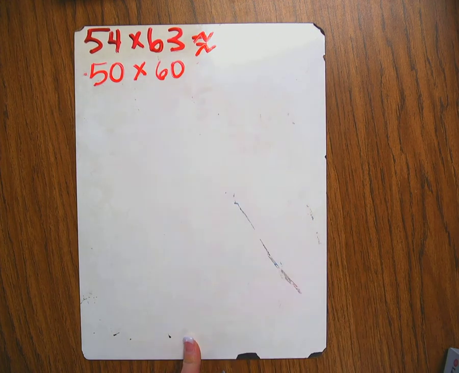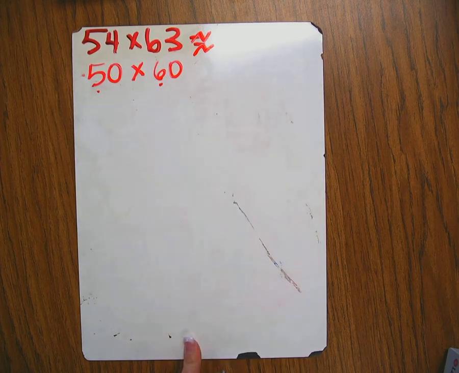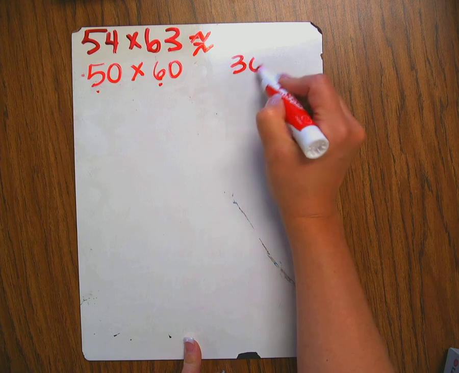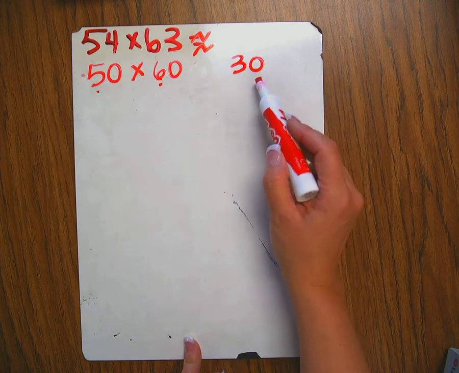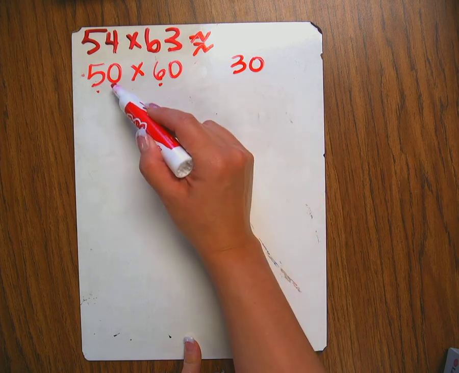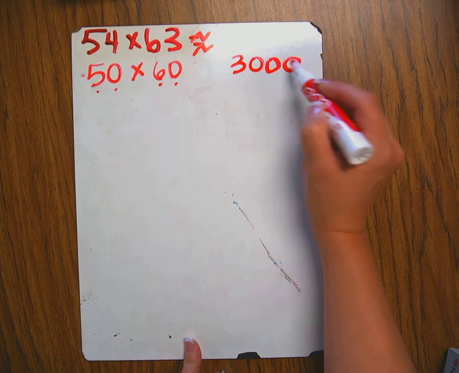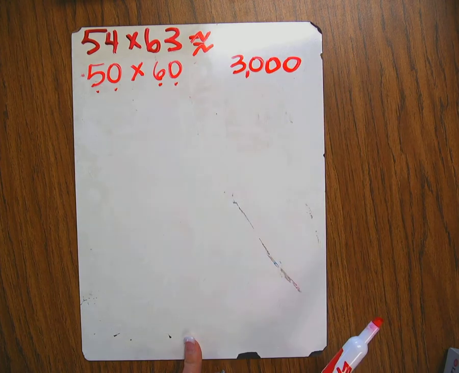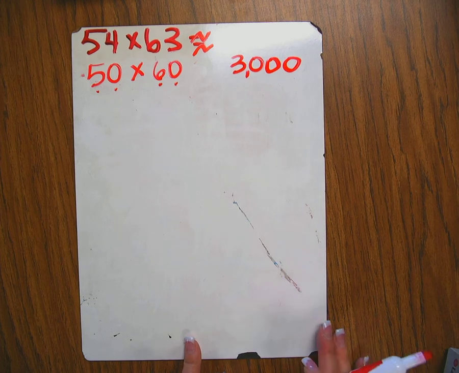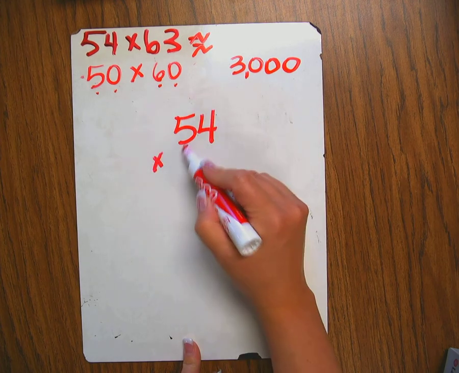50 times 60. I'm just going to take 5 times 6 and write down that answer, which is 30. Now be careful, because don't forget that 0 there for the 30, because I'm going to next add my 2 zeros, 1, 2, to that answer. So I know my answer when I actually do this problem is going to be around 3,000. So let's begin. We're going to do 54 times 63.